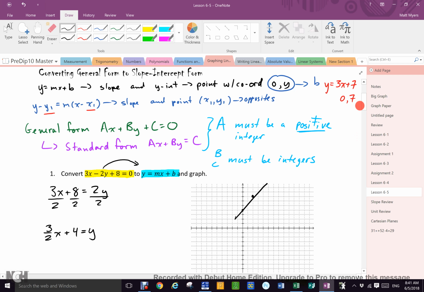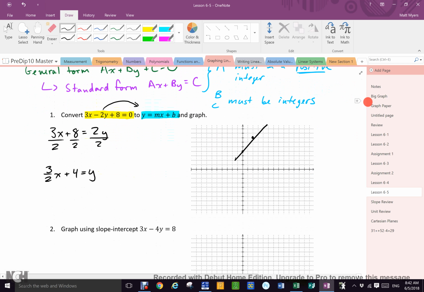And Luke just did the next thing I was going to do. Reminding you why I know that works. Because that point right there is 0, comma, y. So that means the x value is 0. So if I put 0 right there, 3 halves times 0 is 0. 4 equals y. Boom. Is everybody good?